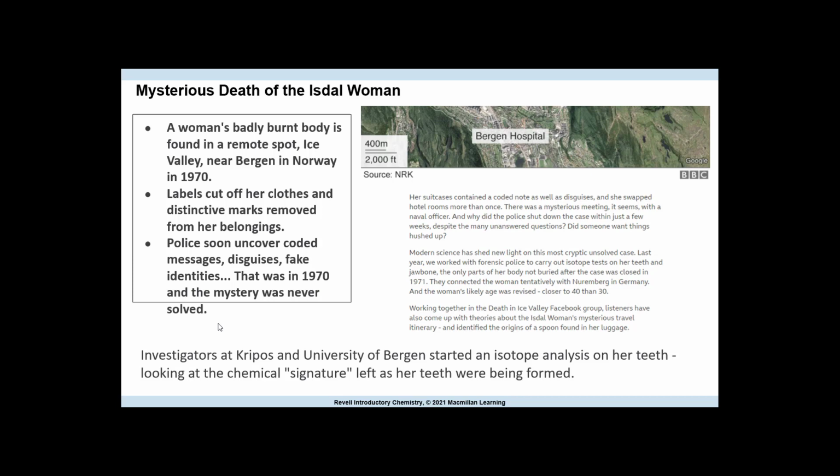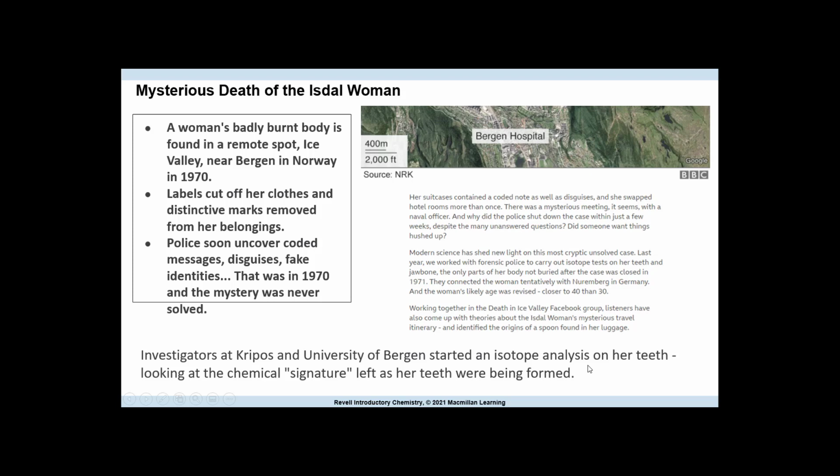This is a case of a woman whose body was found in 1970, and they still don't know who she is after all these years. You could do a search on this woman. She's called the Isdal woman. And they are now trying to figure out certain things. How are they trying to figure that out? By isotope analysis. Isotope analysis right here.